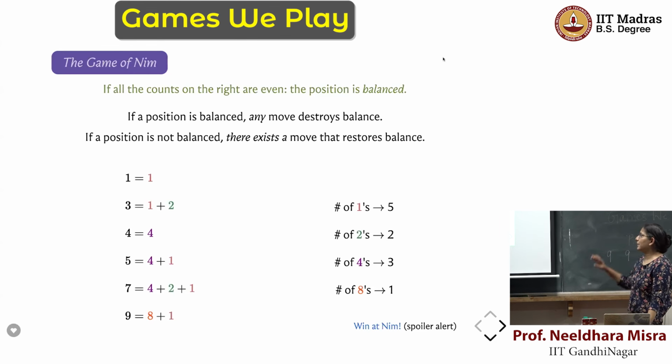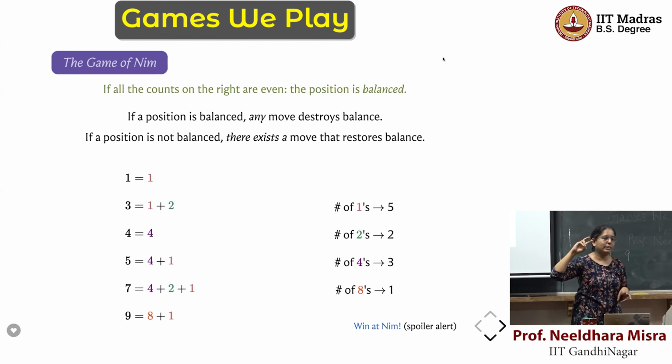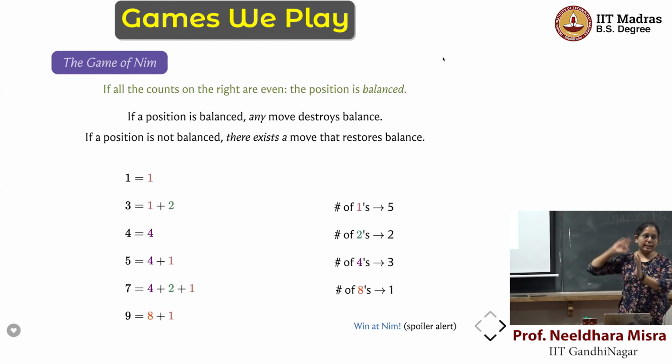Okay, so there's this very general property that you can come up with, which is the notion of a balanced position, which basically says: take the sizes of your heaps and write them as sums of powers of 2, which you can do in a unique way because you know about the binary representation, right? So your heaps can have these arbitrary sizes.